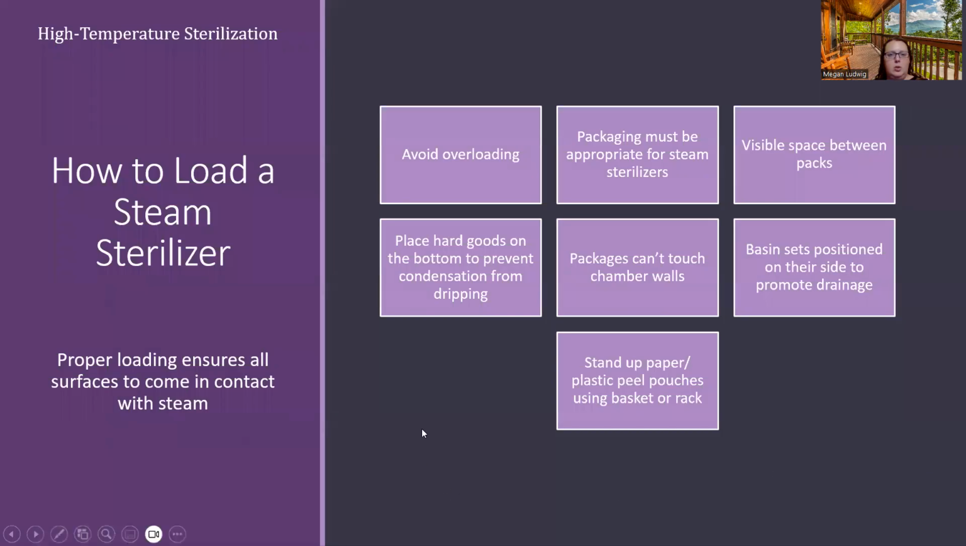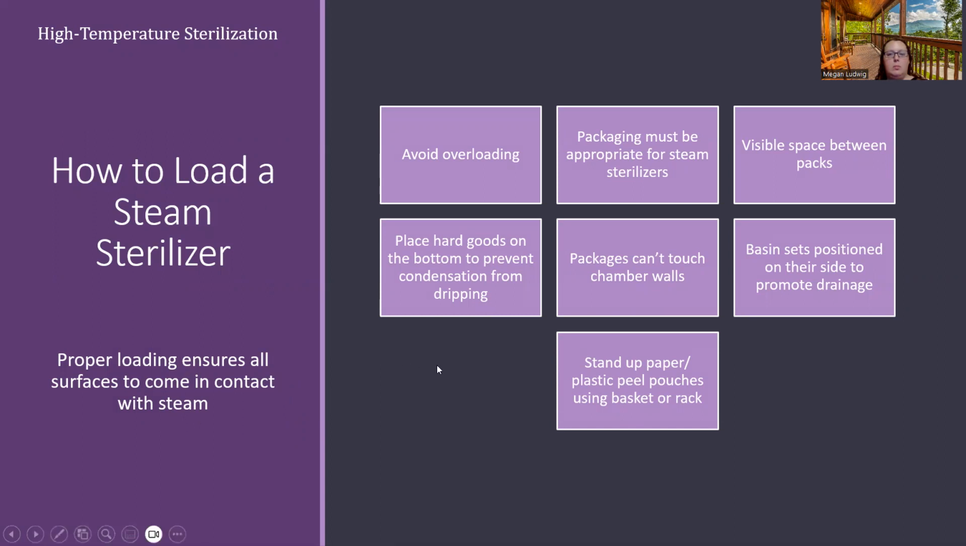All right, so it's also important to know how to load a steam sterilizer because you can't just throw things in there and hope for the best, right? Unfortunately. The whole purpose is to make sure that every surface of everything that you load in there is coming in contact with the steam. That way it will obviously become sterilized.